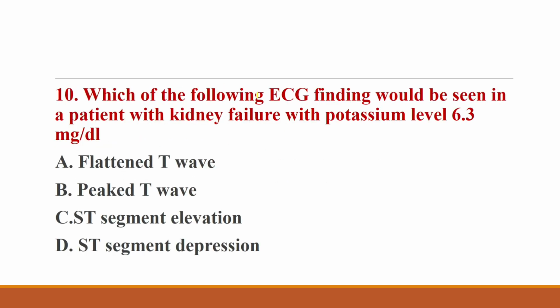Next question, which of the following ECG findings would be seen in a patient with kidney failure with potassium level 6.3 milligram per deciliter? So we have to find the ECG finding in hyperkalemia. Options are A flattened T wave, B peaked T wave, C ST segment elevation, D ST segment depression. Answer is B, peaked T wave.